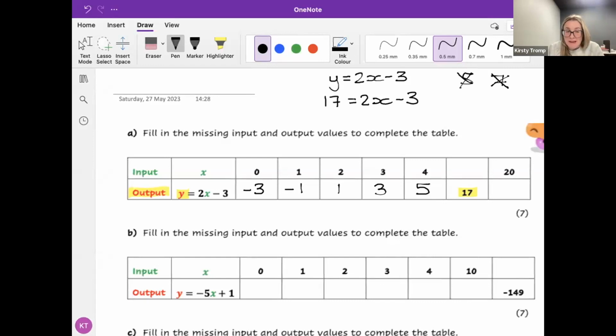Let's go a little bit bigger. Let's try 10. 2 times 10 is 20, and 20 minus 3, ding, ding, ding, does that give me 17? Yes, it does. So I'm going to say 10 on the top.